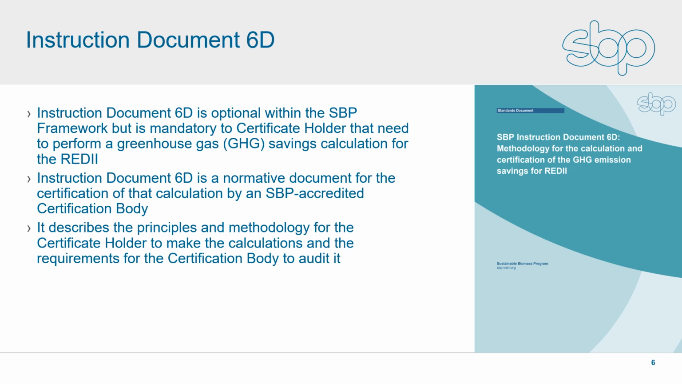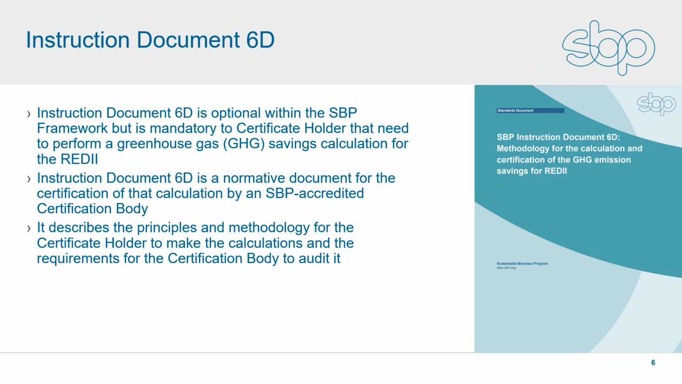As we just learned, Standard 6 alone cannot be used for certification. ID 6D is one of the available instruction documents to actually apply Standard 6. Instruction document 6D is optional within the SBP framework, but it is mandatory to certificate holders that need to perform a greenhouse gas savings calculation for the RED 2 and who want to get it certified.